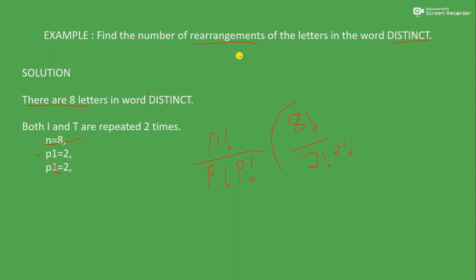So in the case where all the elements are not distinct, first we need to find the total number of elements, and then we need to count the number of repeating elements. Then we divide n factorial, the total number of elements, by the factorials of the numbers of repeating letters. This is how we can find the rearrangements of letters where all the elements are not distinct.